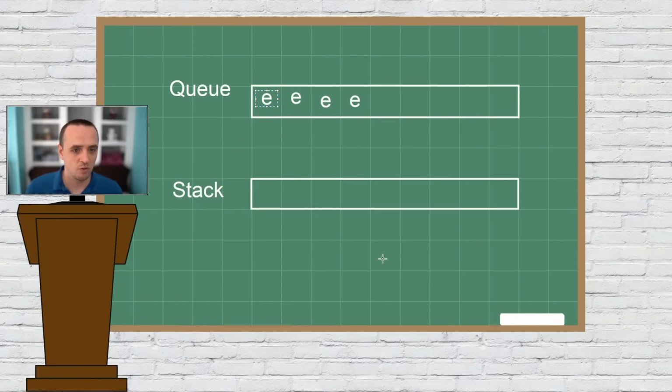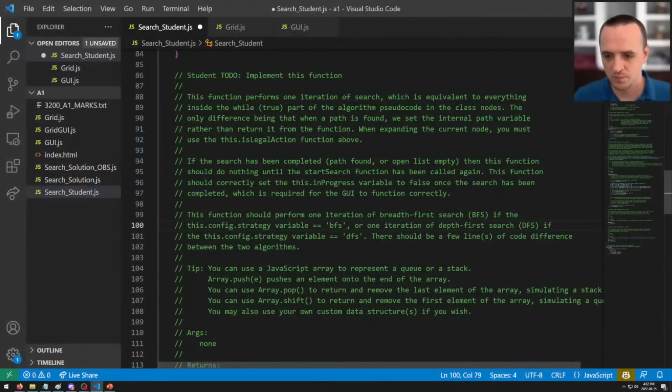So you might have to create a data structure that does this, but it turns out in JavaScript, if you want to use an array like a queue, to add to the end of the queue, you use array.push. And if you want to remove the first element of the array, you can just say array.shift. So for your BFS, you want to use array.shift. If you want to use DFS, it's array.pop.